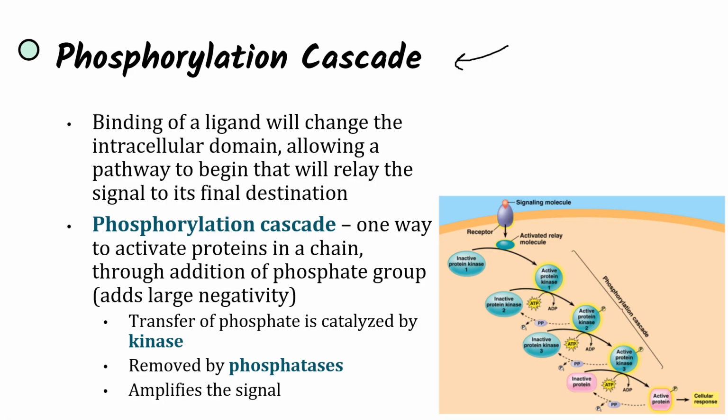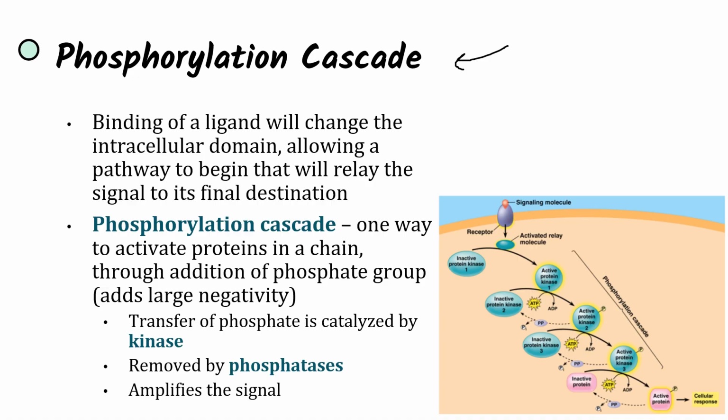Now, just peeling apart the words here, we can see that phosphorylation is obviously going to involve phosphate groups, and a cascade means it's going to continue down. So binding of a ligand is going to change the intracellular domain of the receptor, allowing a pathway to begin that's going to relay the signal to its final destination, which is going to be creating a cellular response. Usually the signal is going to affect something in the nucleus, so we're going to have expression of certain genes. That will be a typical response.